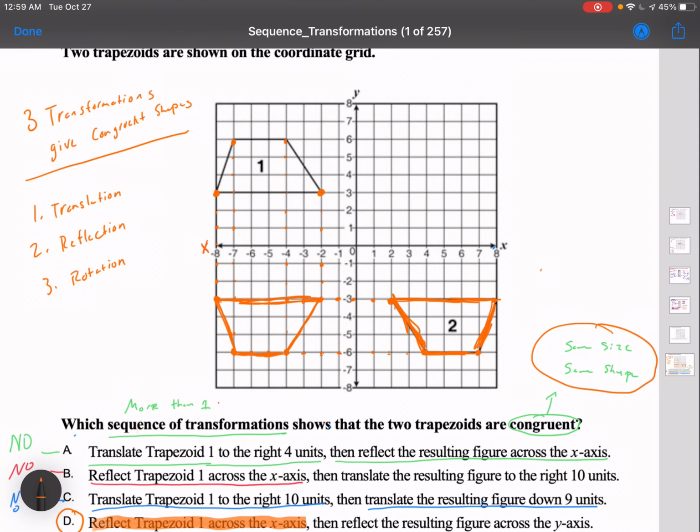Notice how when we did all of these transformations, we didn't change the size of the shape. If the size changes, that's similar. They were saying what is congruent? Think equal, right? The equal shape, same size, same shape. These 3 transformations are always going to give you congruent shapes or congruent figures. Okay, so please make sure you add that to your notes. And let's go ahead and try some problems on your own.